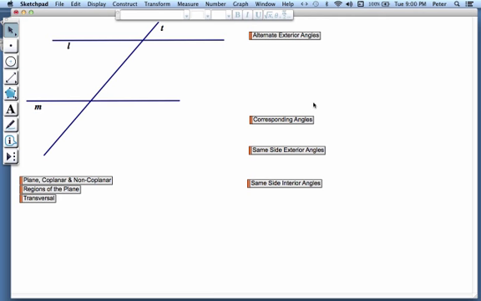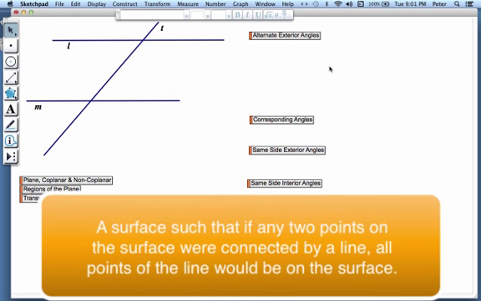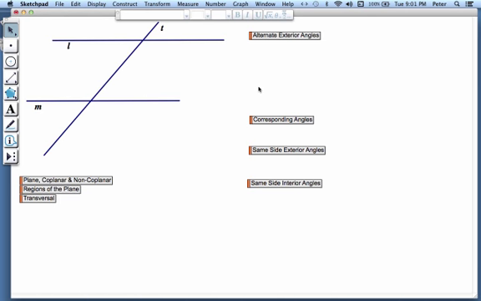Okay, in order to understand parallel lines, we first have to start talking about the plane. And a plane is a flat surface. It's a surface such that if any 2 points on the surface were connected by a line, all points of the line would also be on the surface. And that's really kind of conceptual. But you've all seen a plane before. Just imagine a perfectly flat surface that is infinitely wide and infinitely long.